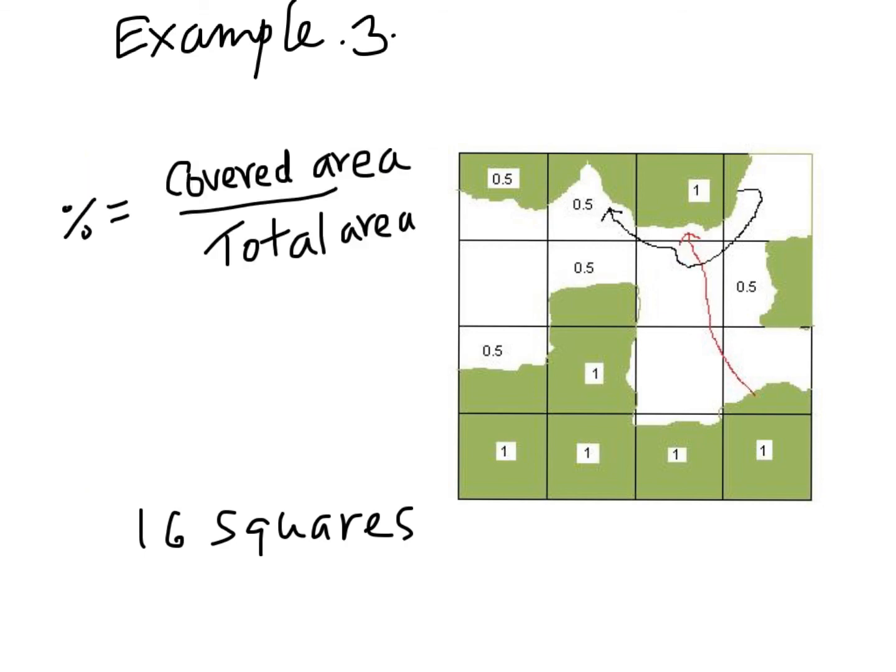The percentage coverage of the algae can be calculated using the usual percentage calculation. That's the covered area where the algae is growing, and that's the total area of the quadrat. We know 16 squares is the total. So we write the covered area we just worked out, 8.5, over 16. This works out to 53% of the total area of the rock covered by the algae.